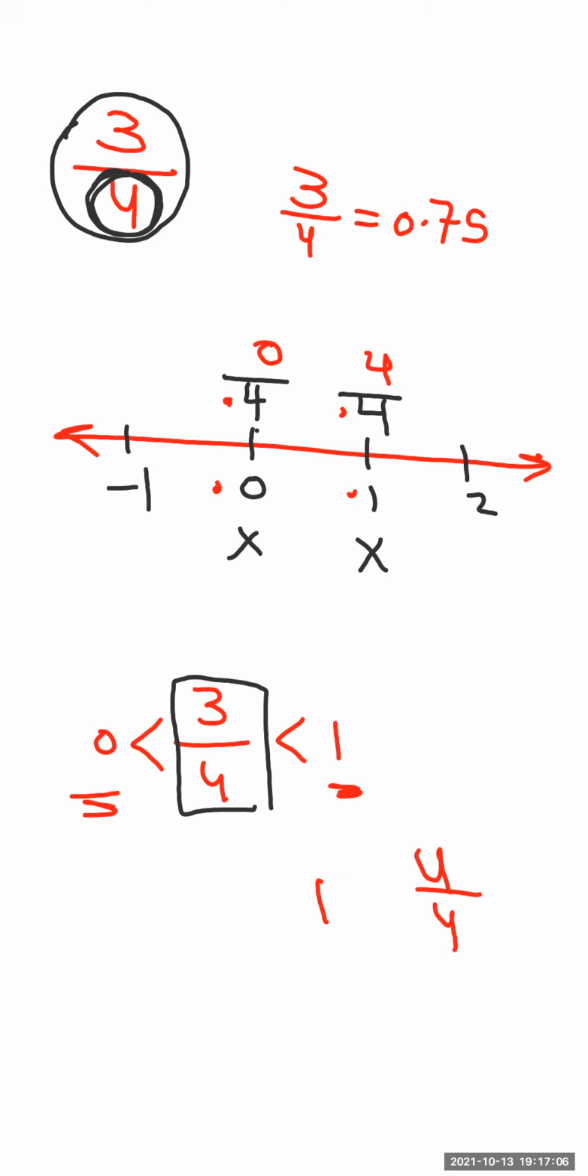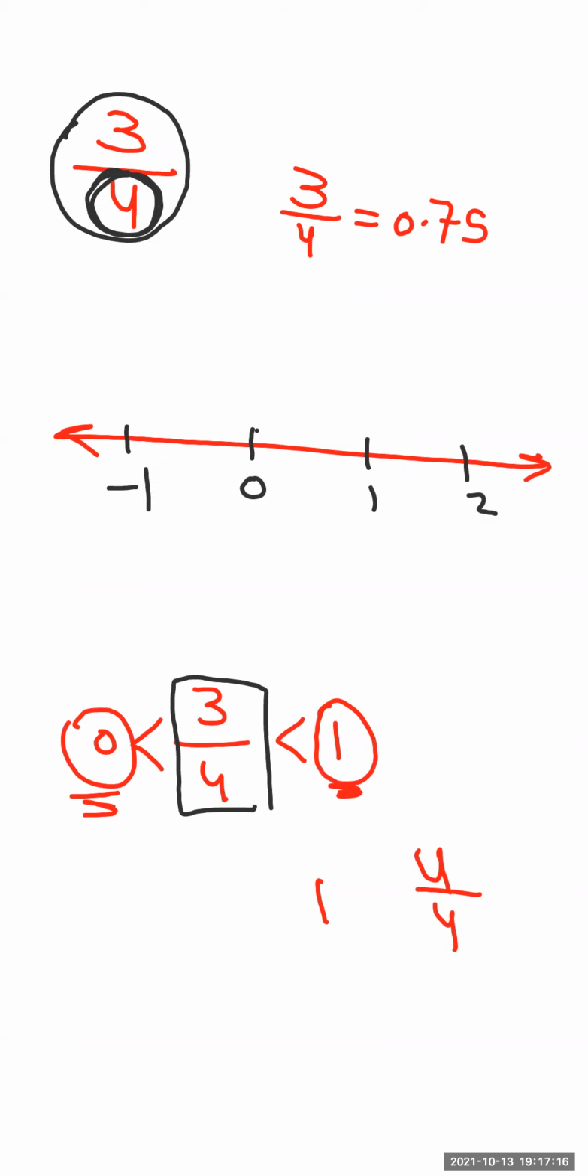So how to write it without confusion? We said that we have to convert 0 and 1 into fractions with a denominator of 4, the same denominator as my number. So this one becomes a number over 4, and this one also becomes a number over 4. How to get the numerator? Just multiply 0 times 4, so it becomes 0, and 1 times 4, so it becomes 4.